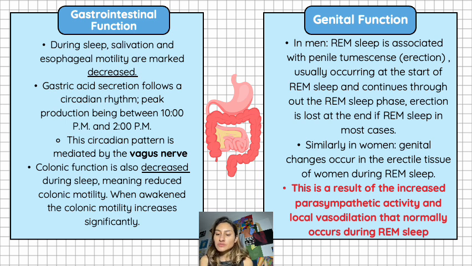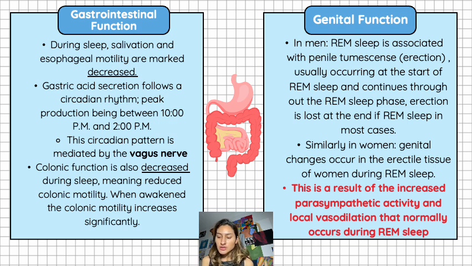The sleep-related erections develop as a result of the increased parasympathetic activity and local vasodilation that normally occurs during REM sleep. And for the gastrointestinal function, the effects of sleep on the gastrointestinal system are mainly caused by the increased parasympathetic activity, circadian rhythm factors, and central nervous system activity. During sleep, salivation and esophageal motility, also known as swallowing, are markedly decreased.